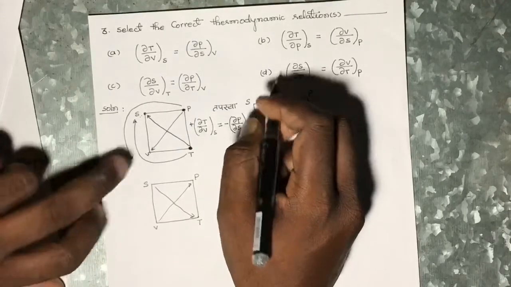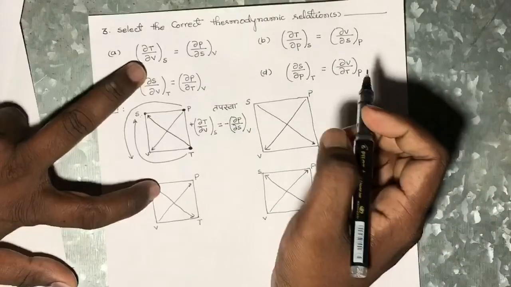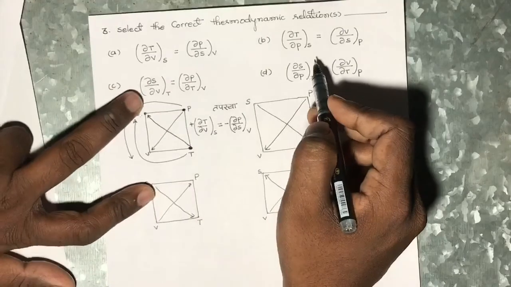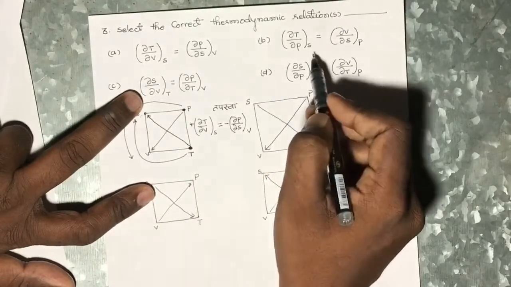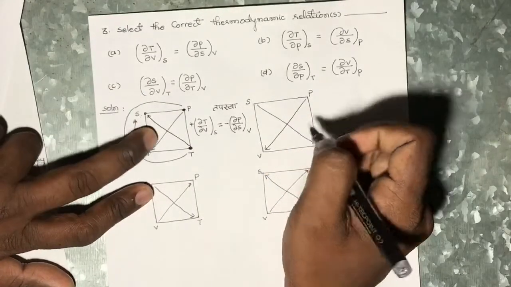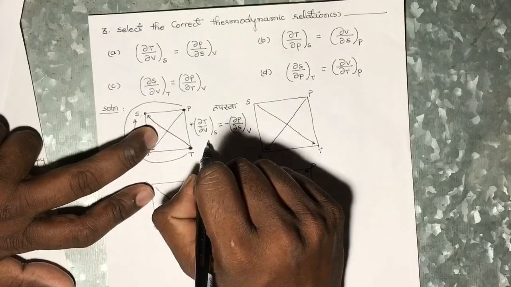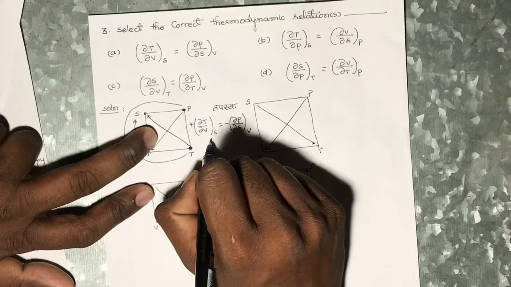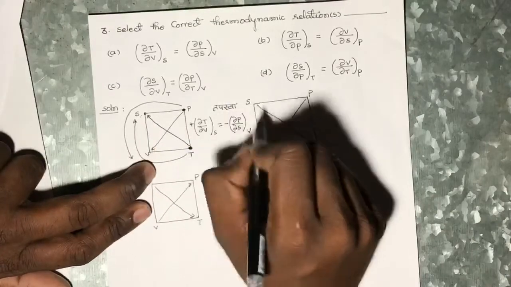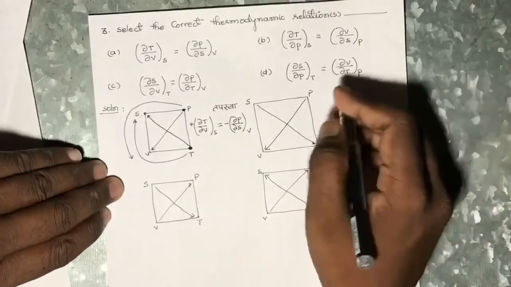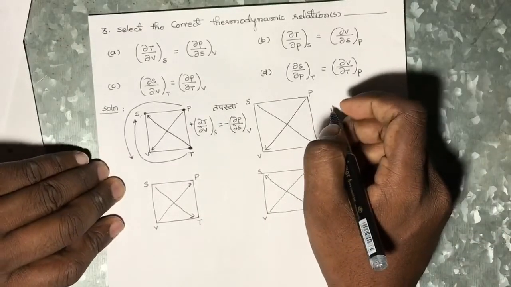So if you match it, then dT by dV, none of them is correct, none of them is matching with that. So let's do the second one.